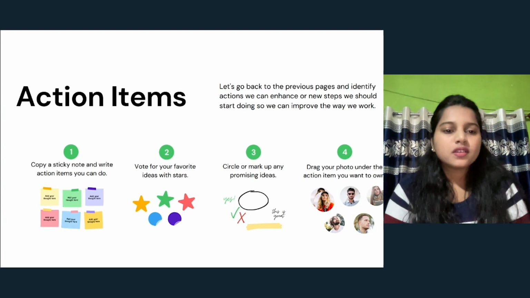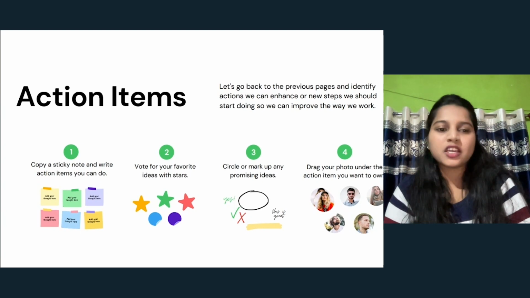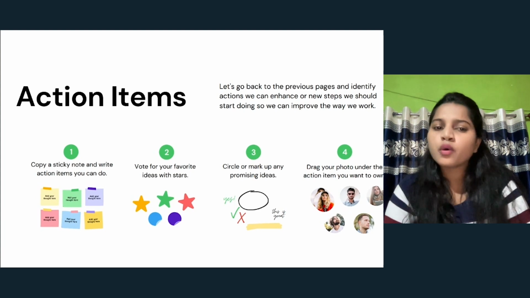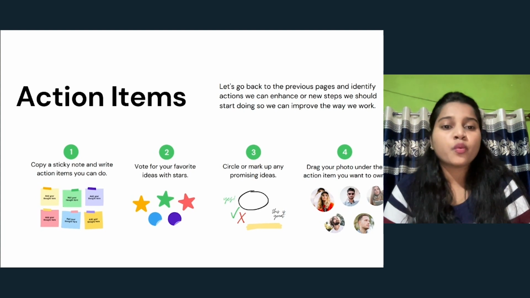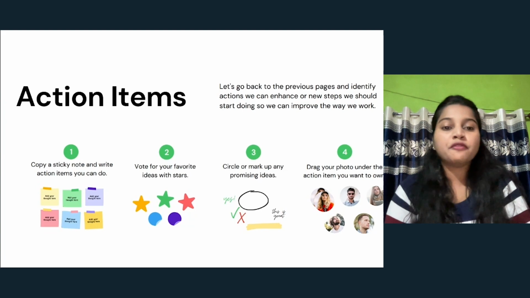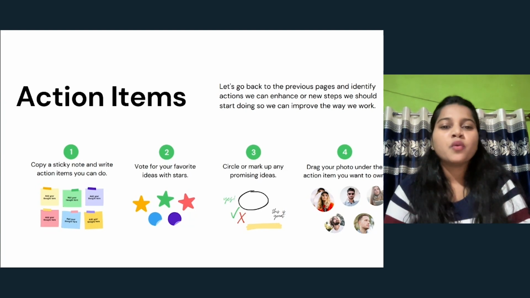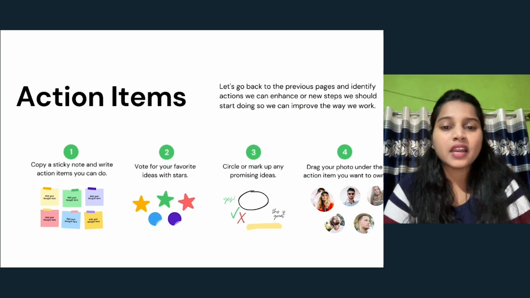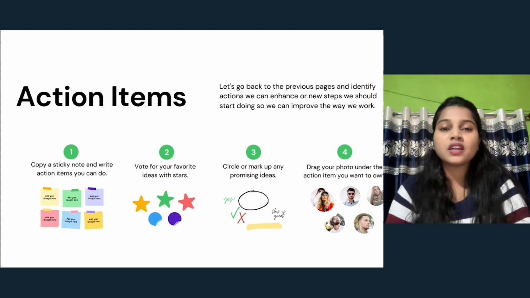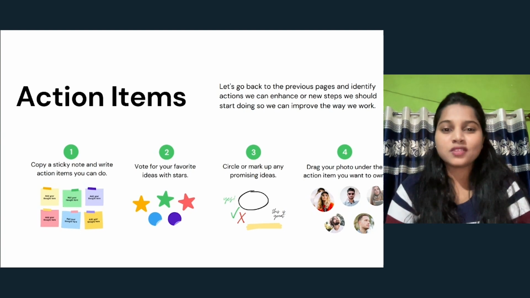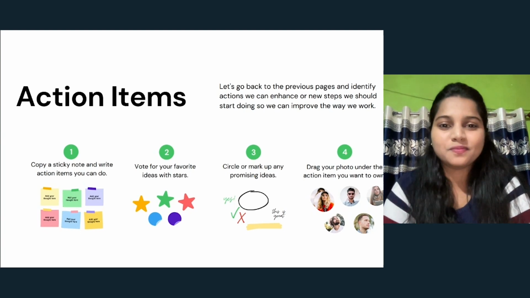We can copy a sticky note and write the action items which we can do or wish to do. We can also vote for the favorite ideas with stars and other emojis. We can circle or mark up any promising ideas, and we can also drag the photos under the action items to make people identify that, okay, that sticky note was yours and it was your idea.